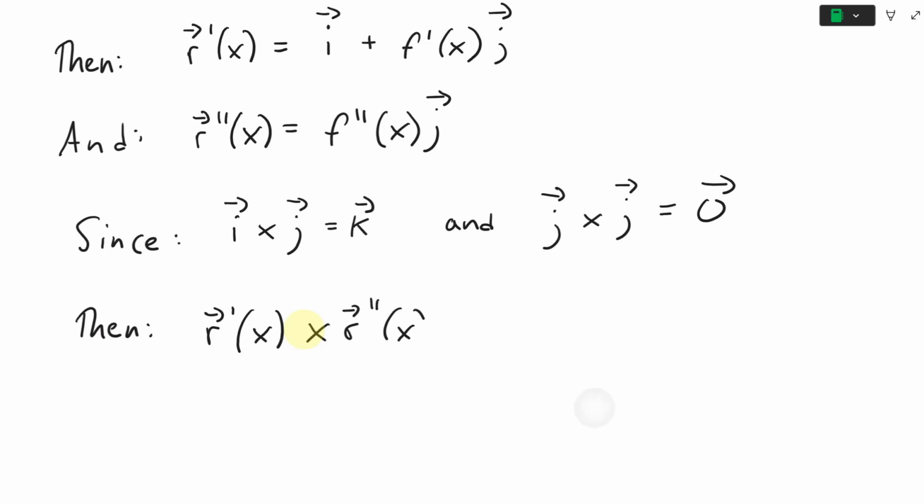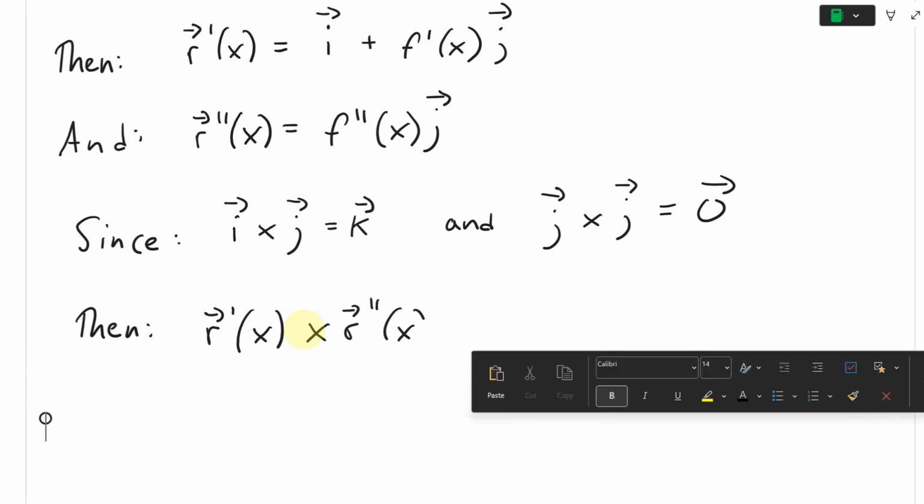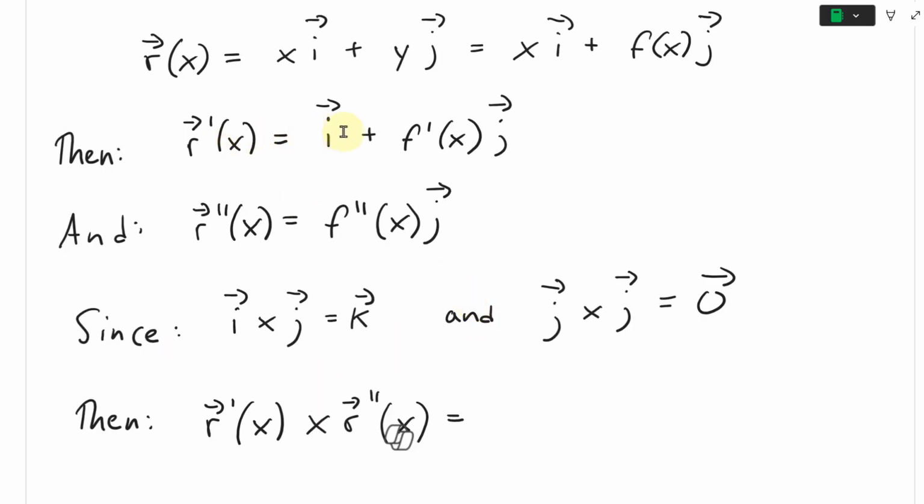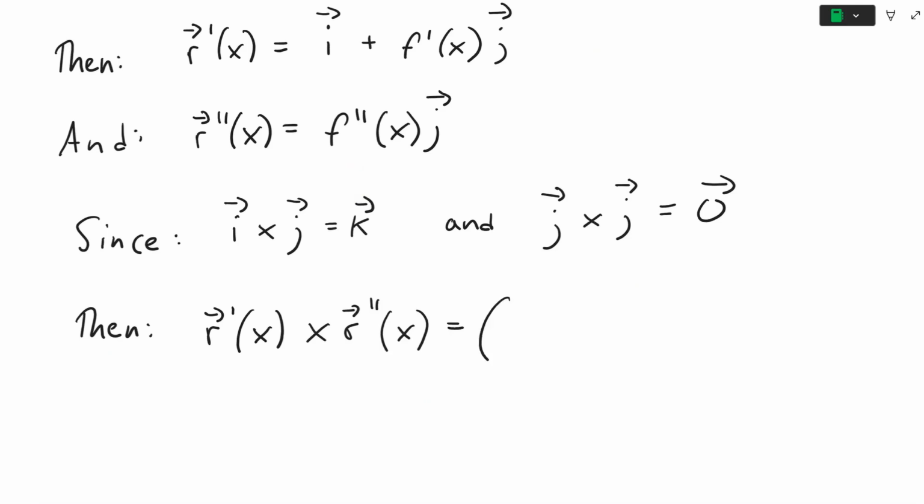This equals, well, let's plug these in. So the r prime is going to be that, so that's going to be i. This is pretty interesting, using these standard basis vector formats like that. Plus the vector f prime of x, j. And then cross with the second derivative, which is just f double prime of x.